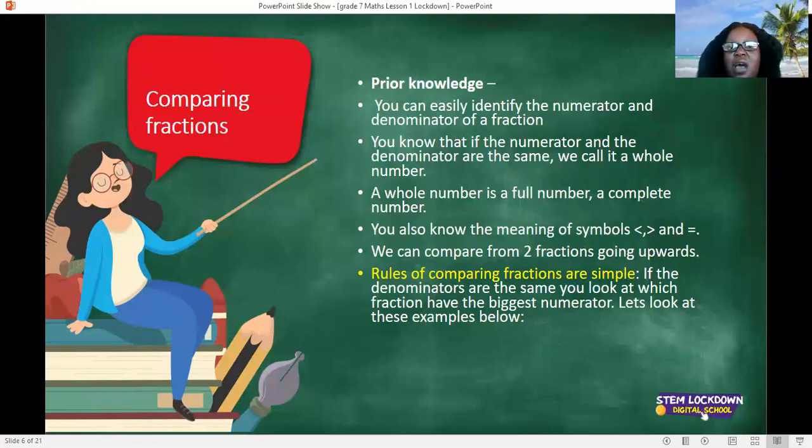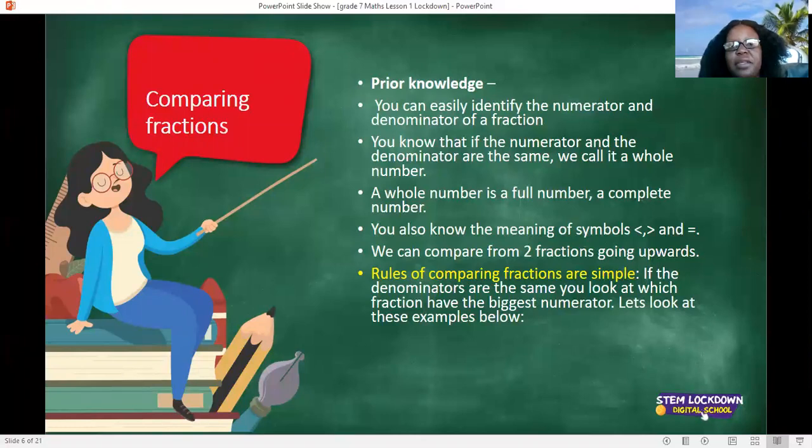What prior knowledge should you have? So now you're in grade 7. In the intermediate phase, we started doing fractions in grade 4, and then we looked at the numerator and the denominator. So now you can easily identify the numerator and the denominator of a fraction. If someone comes to you and says, write a fraction 1/2, and they say which one is the numerator, in grade 7, you should be able to know that the numerator is the top number and the denominator is the bottom number.